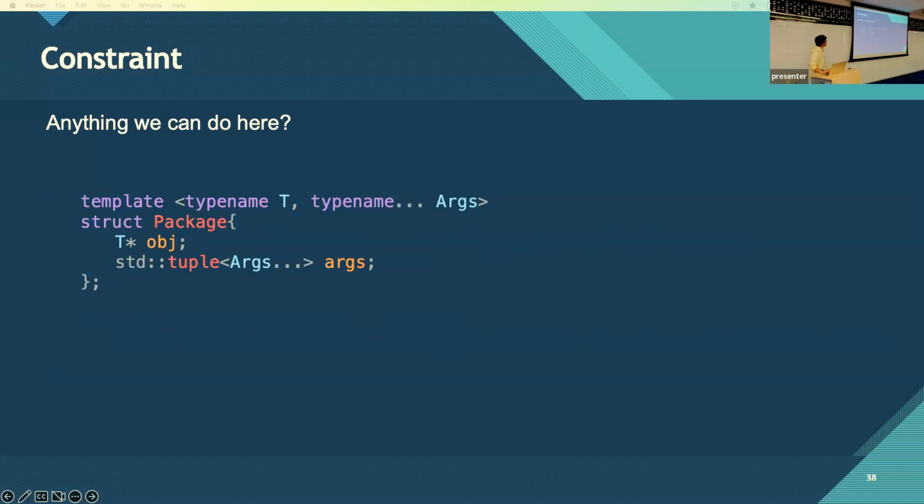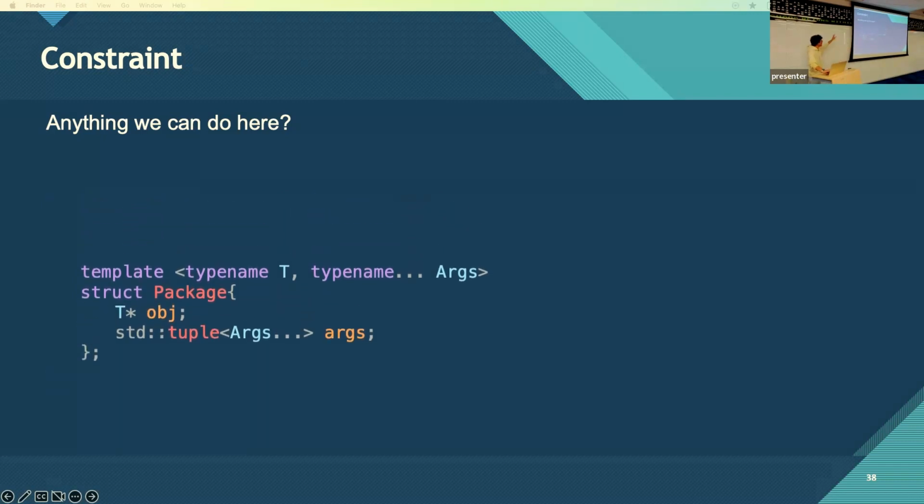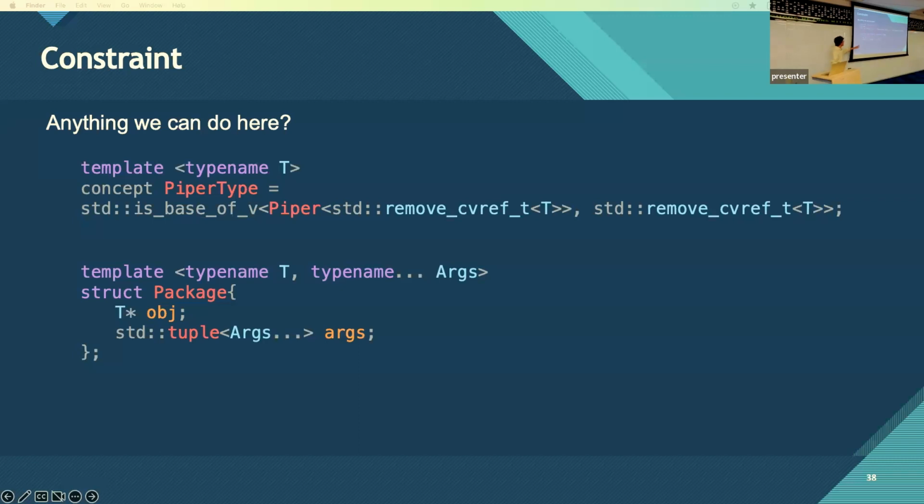Can I have any concepts for my package struct? T has to be callable. That is correct, and I didn't think of that. But it also has to have a specific feature, I guess. Exactly, derived from Piper. Okay, so let's move this down a little bit. I'm gonna write a concept. It looks ugly, but it's saying that my Piper of T, removing CVRef, has to be a parent of T itself. This is basically saying that the type has to be a Piper type. It has to inherit from Piper.